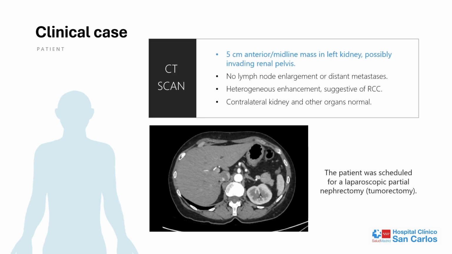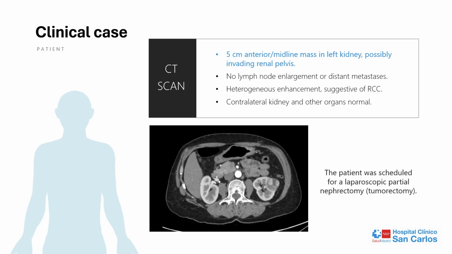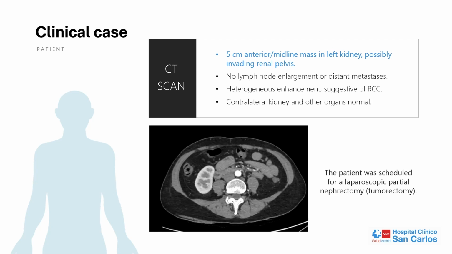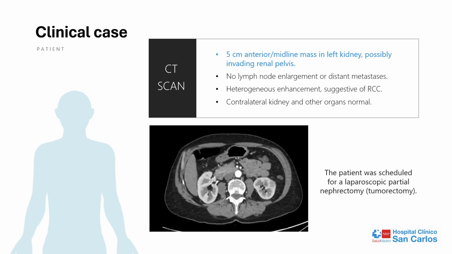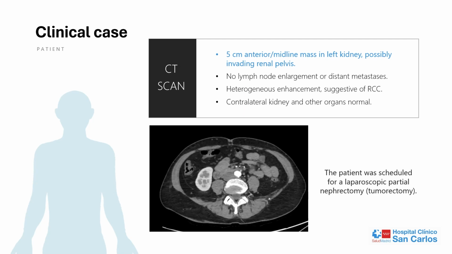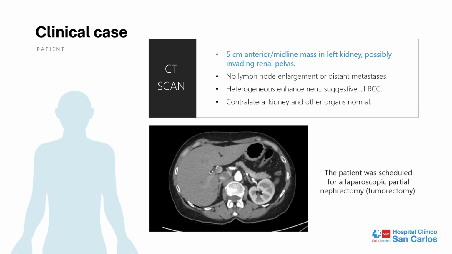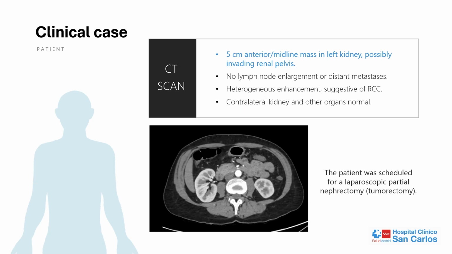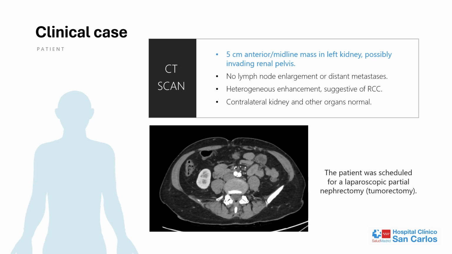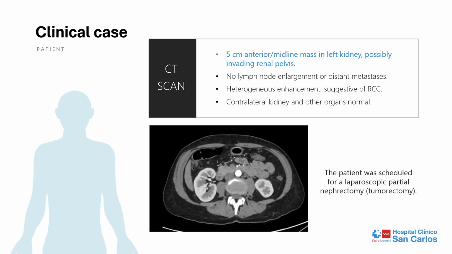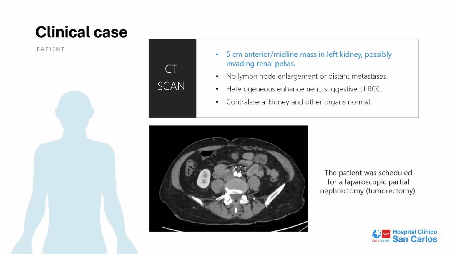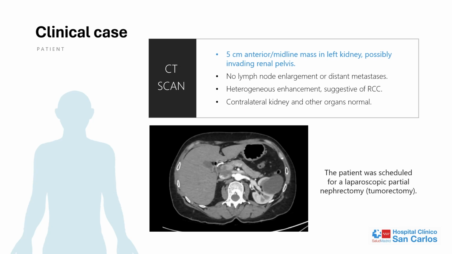After this finding, a contrast-enhanced CT scan of the thorax, abdomen, and pelvis was requested, revealing a 5 cm anterior midline mass in the left kidney with suspicion of invasion of the renal pelvis. No enlarged lymph nodes or distant metastases were observed. The tumor demonstrated heterogeneous enhancement, suggesting a renal cell carcinoma. The contralateral kidney and other abdominal organs appeared normal.